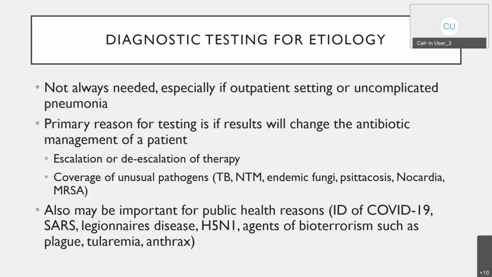So whether or not we test for different pathogens depends on how severe the pneumonia is and where they're being treated. For outpatients, if they have an uncomplicated pneumonia, it's not always needed. The main reason that we test in the inpatient setting is if the results of that test are going to change our treatment in one way or another, either addition of therapy for a pathogen that we might find, or taking away therapy that we've already started. It also can look for unusual pathogens. So if you have a reason to suspect something weird, then getting cultures is good up front.